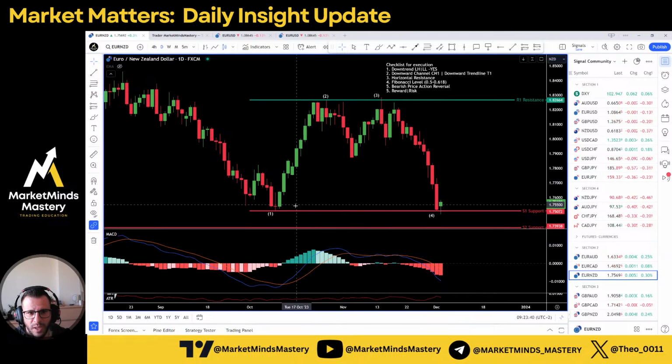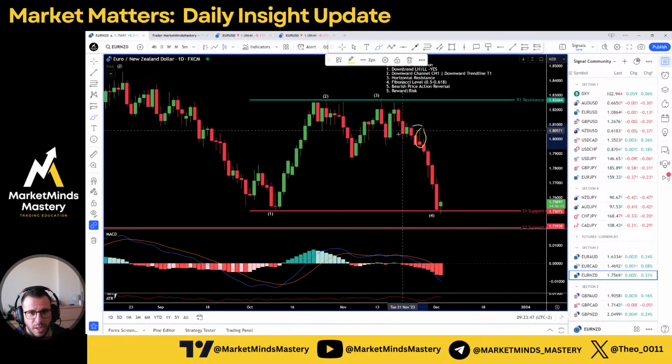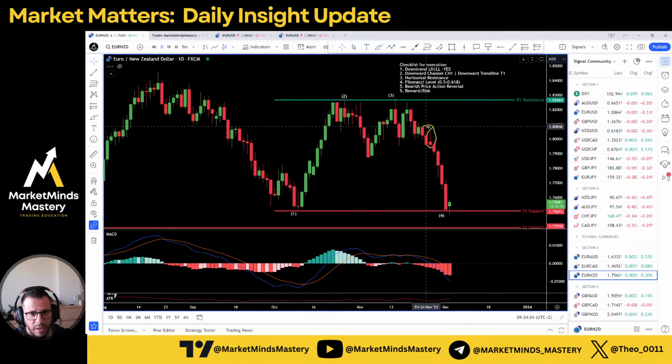Last week we commented about the euro New Zealand, that we entered short from this point here. That was the only trade of the week I took, and we got out somewhere there, at 2.25 to 1 reward to risk. It's something we also posted on the Telegram channel early.